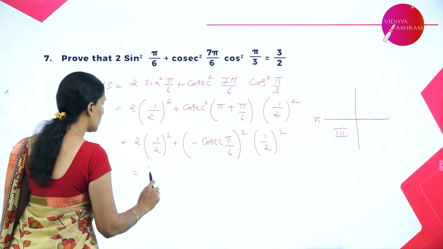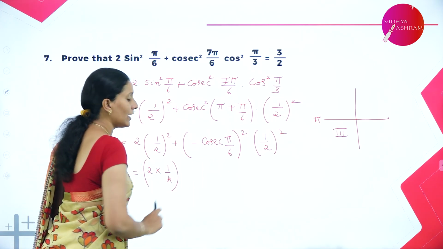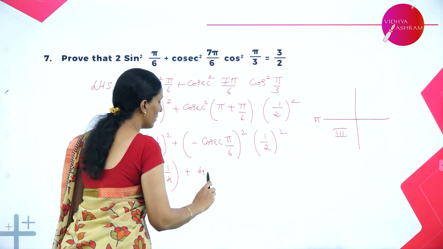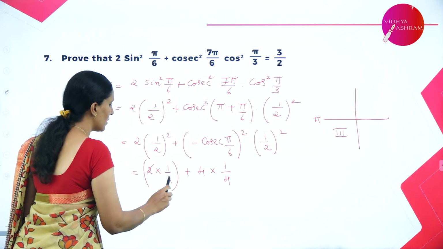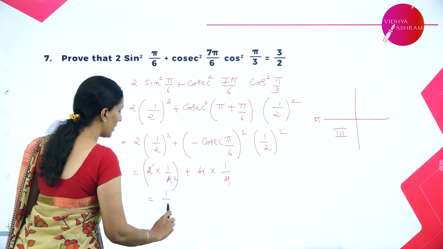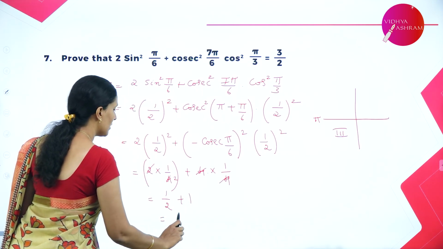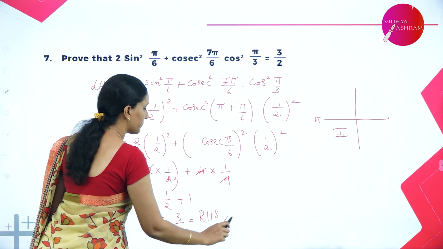Now we have here 2 into 1 by 4. Cosecant pi by 6 is 2, minus 2 whole square becomes 4, into 1 by 4 here. So when you solve this, you will get 1 by 2 here, and here you will get plus 1. Half plus 1 is 3 by 2. So that is the right hand side.